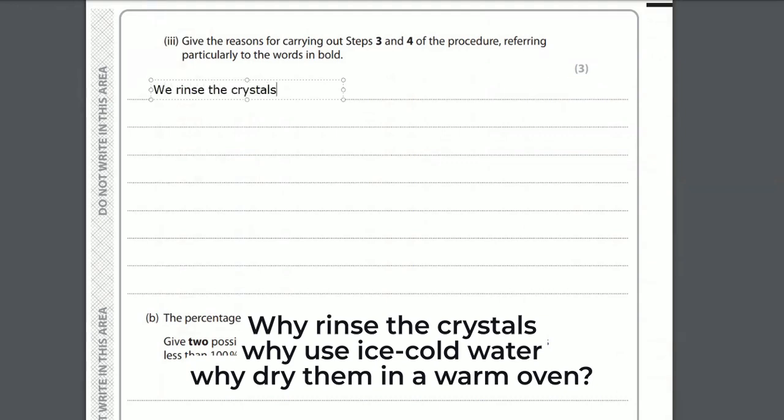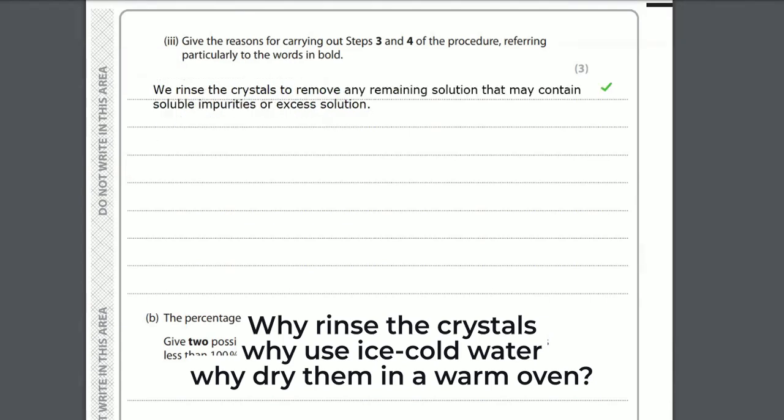So we rinse the crystals. Just because we've used gravity filtration, there may be some remaining solution stuck to the crystals, which may have soluble impurities in it that we want to get rid of. So we rinse the crystals to remove any remaining solution that may contain soluble impurities, or excess solution that we just want to get rid of. And that's why we rinse them. So that's the first word in bold. The next word in bold was ice cold.